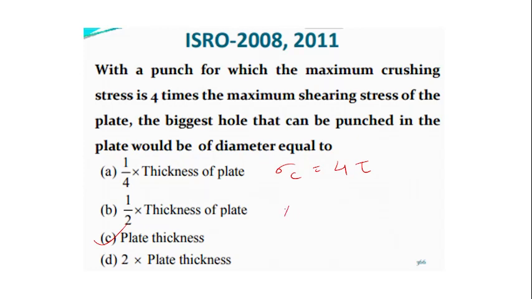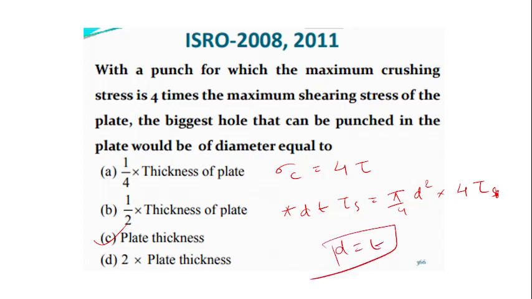So we will write the equation. So it will be pi d t tau s should equal pi by 4 d square, and instead of sigma c we will write 4 tau. When you solve this, it will come as d is equal to t. So your option C is correct.